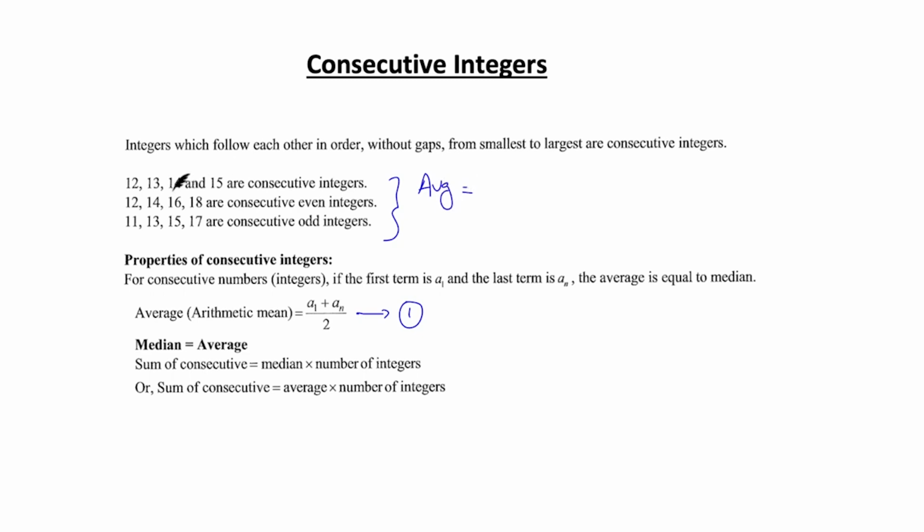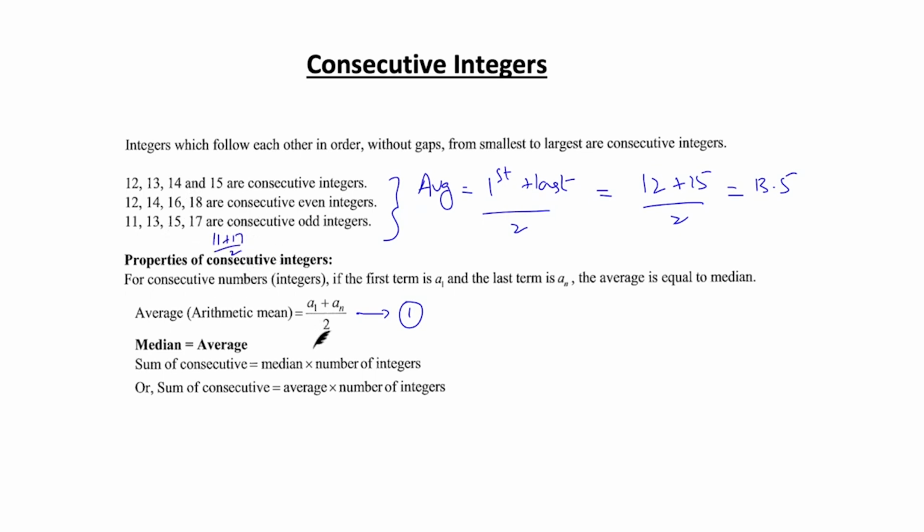You don't need to add all these up and then divide by 4. If you have like 100 terms, what will you do? You simply add the first term plus the last term and then divide by 2, which in this scenario should be 12 plus 15 divided by 2 will give us the mean, which in this scenario is 13.5. You can add these up, divide by 4, you will get the same answer. Similarly, the average of this series will be 11 plus 17 divided by 2, whatever the answer.